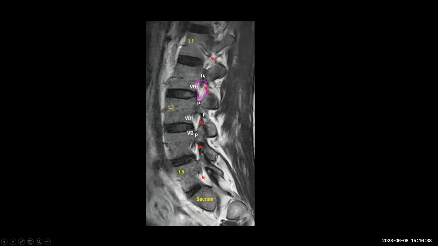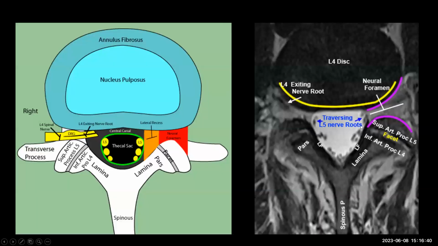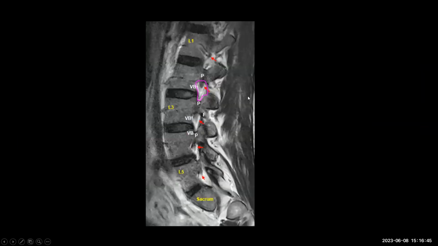So sagittal plane, so this was an axial. It's brilliant at looking at the spinal canal. It's excellent at looking at the lateral recesses. But if you want to look at the foramina, that's best looked at in the parasagittal plane.